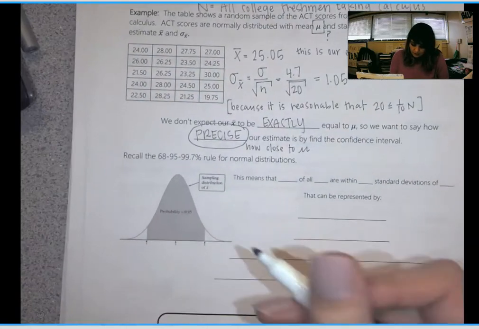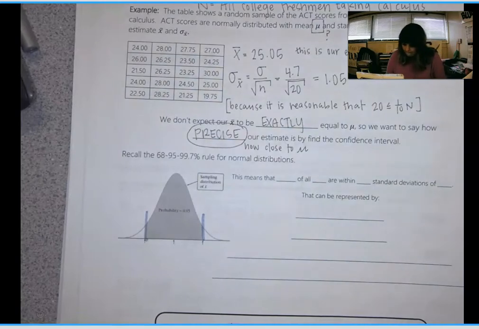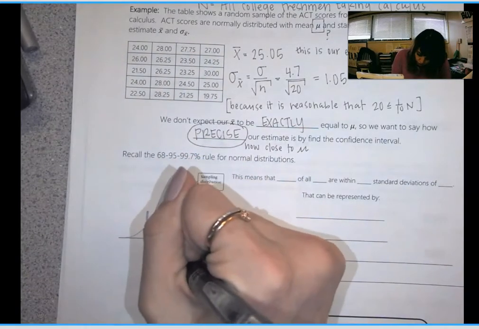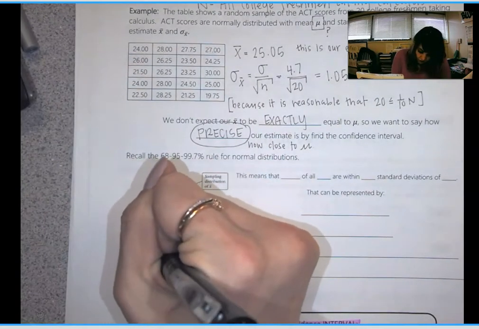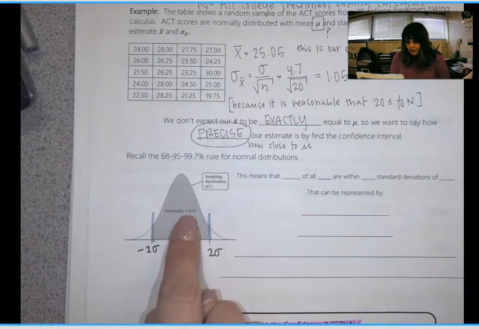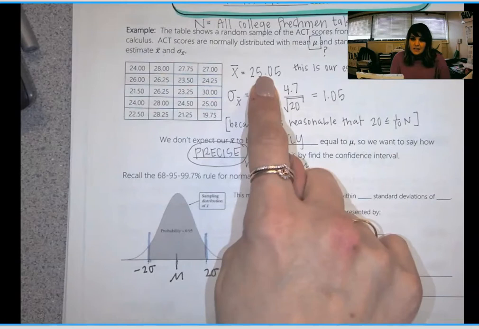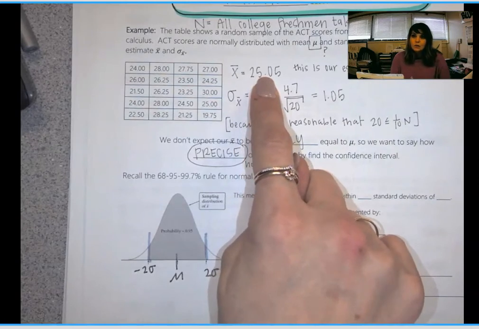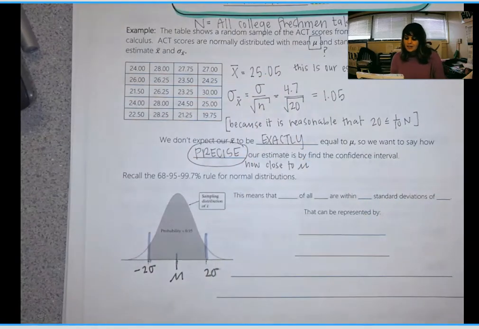so let me do a little bit of highlighting. This is true mu. This is 2 sigma. This is negative 2 sigma. They're telling you right here that this is 95%. We know that 95% of the samples will be within 2 standard deviations of the true value. So that means that this estimate is likely within 2 standard deviations of the true value. So how do we say this mathematically?